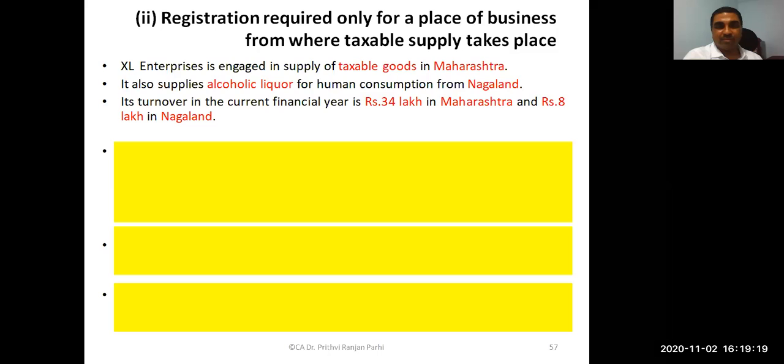So Excel Enterprise needs to get registered in Maharashtra, but not in Nagaland. Why not in Nagaland? Now, you tell me why. Tell me the logic. Why are you saying it is not required to be registered in Nagaland? Your answer is right. I said so because you had mentioned that alcoholic liquor doesn't come under GST. Yes, that doesn't come under GST.